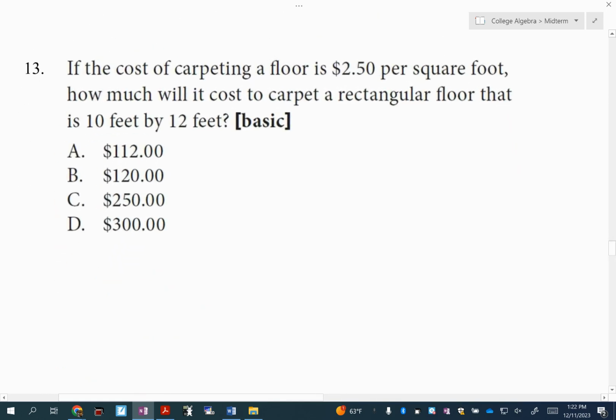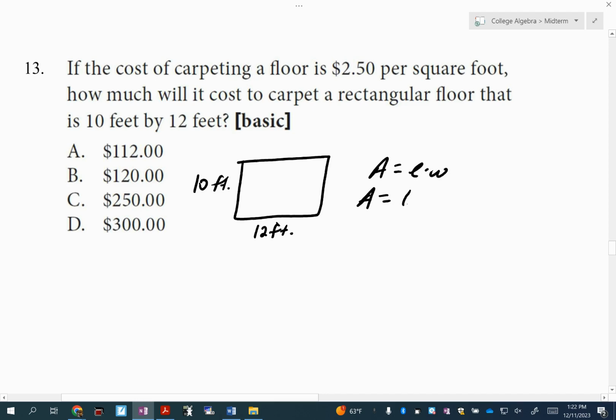Okay, 13. We have the cost of carpeting a floor is $250 per square foot. How much will it cost to carpet a rectangular floor that is 10 feet by 12 feet? All right, well, we're talking about square footage here, so I'm going to take the area of this. The area is going to be my length times width. So that's going to be 10 times 12, which is 120 square feet. So if it costs $250 per square foot, if I multiply 120 square feet times 250, I will get my answer. So 120 times 250.